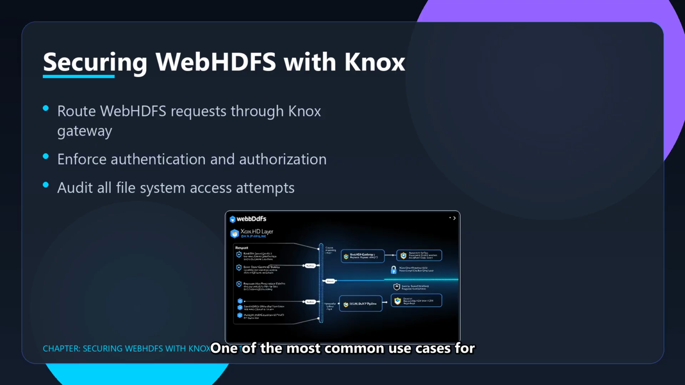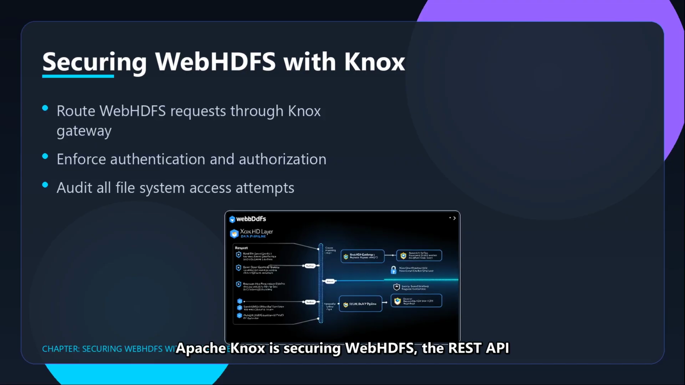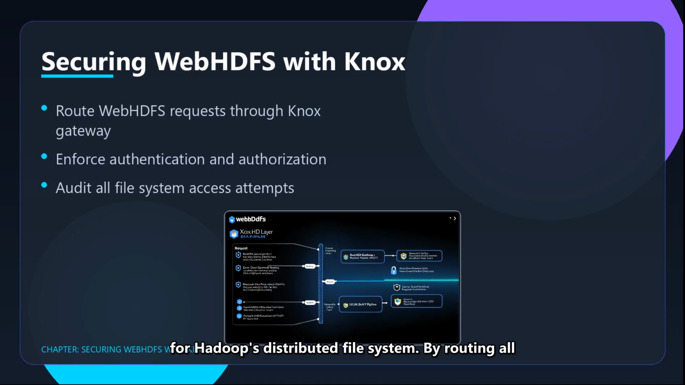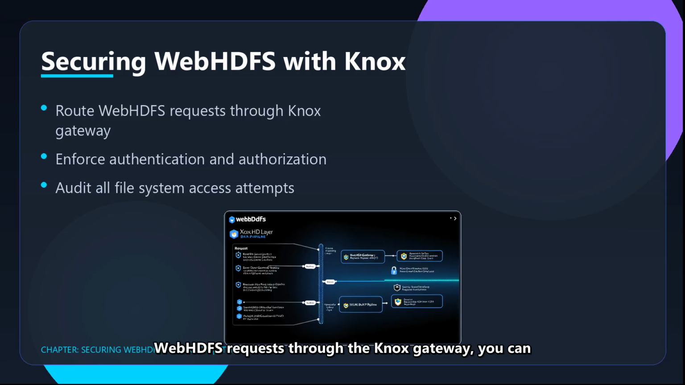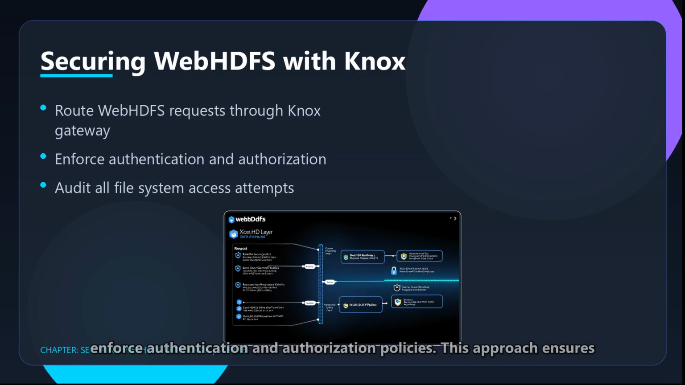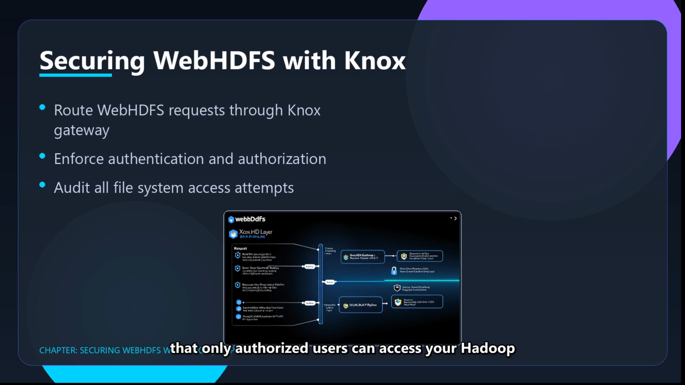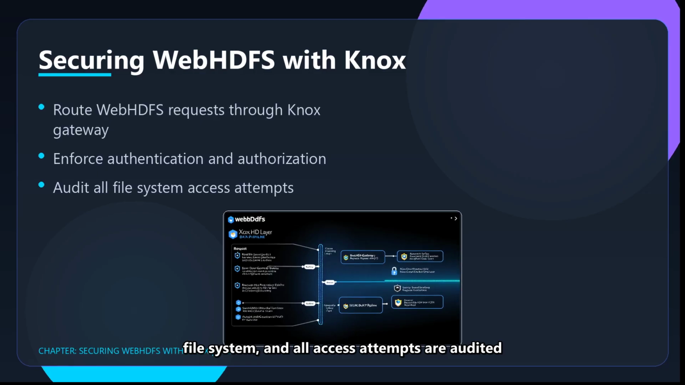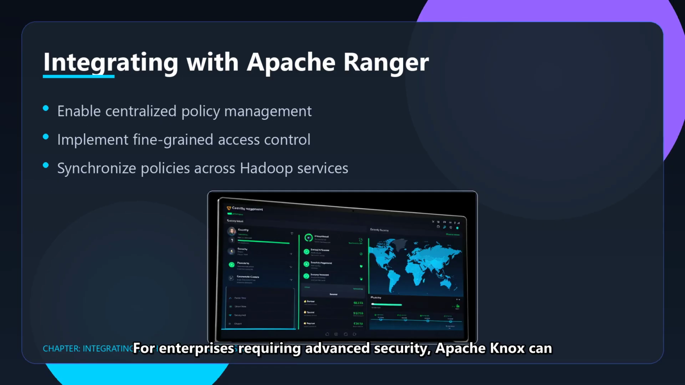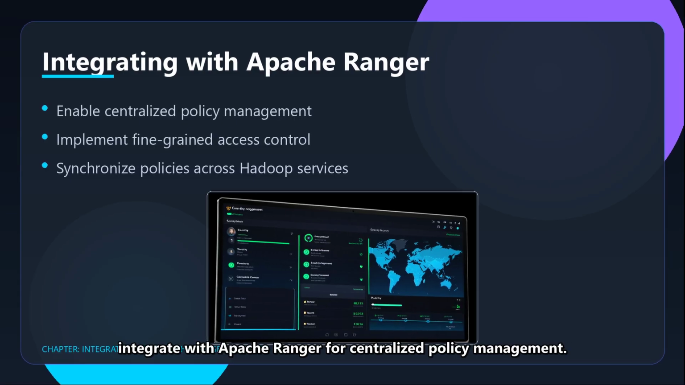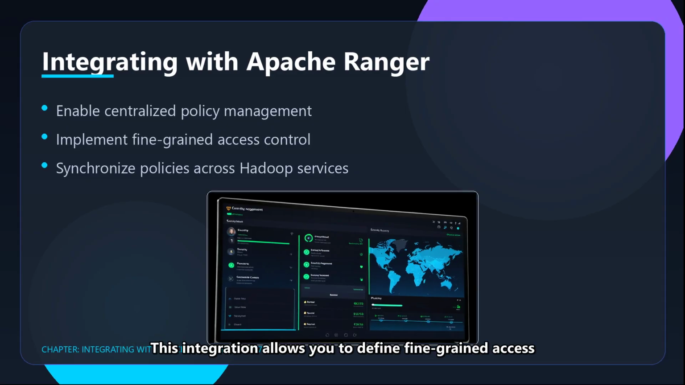One of the most common use cases for Apache Knox is securing WebHDFS, the REST API for Hadoop's distributed file system. By routing all WebHDFS requests through the Knox gateway, you can enforce authentication and authorization policies. This approach ensures that only authorized users can access your Hadoop file system, and all access attempts are audited for compliance and security monitoring.